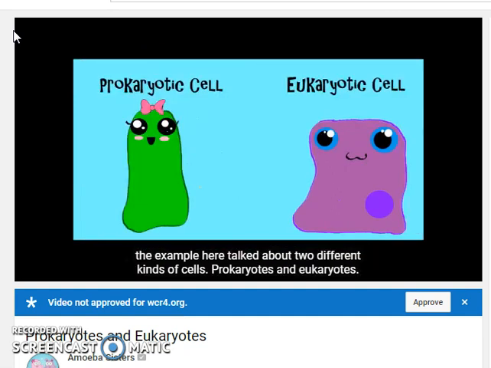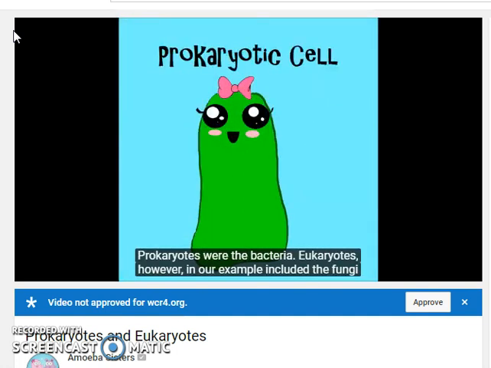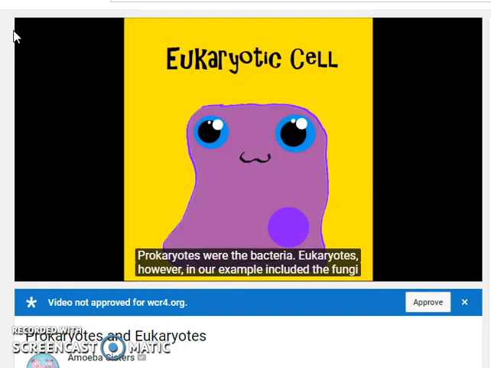So the example here talked about two different kinds of cells, prokaryotes and eukaryotes. Prokaryotes were the bacteria. Eukaryotes, however, in our example included the fungi cells and also the human cells.